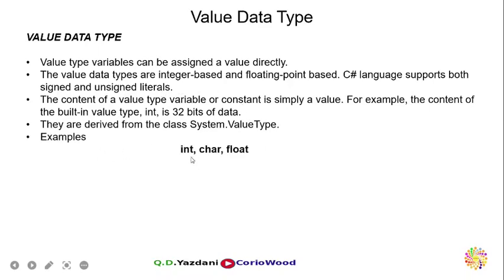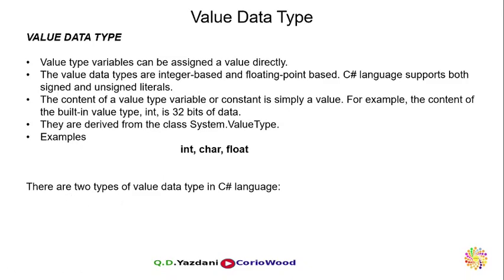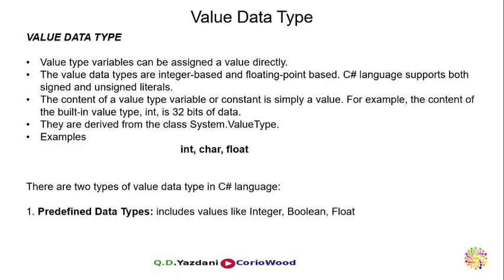We're going to give you guys some examples. So for example, here int, which is 32 bits, makes it 4 bytes, and character is 2 bytes, exactly like float. Float is also 4 bytes, which makes it 32 bits, because in 1 byte there are 8 bits. There are 2 types of value types in the C# language.